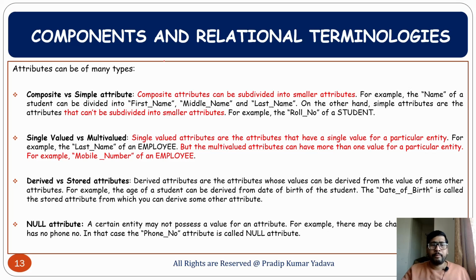Now third is derived versus stored attributes. Derived attributes are the attributes whose values can be derived from the value of some other attributes. Like the age of the student can be derived from the date of birth of the student. If I know your date of birth, then on the current date I can tell you your age.